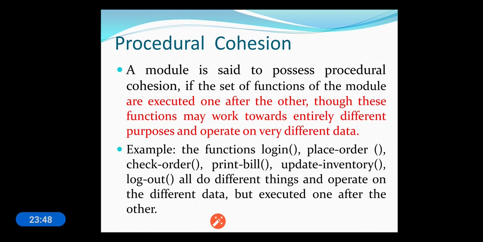Suppose we have functions A, B, C. Only after the execution of function A, function B has to be executed, and only after execution of function B, function C has to be executed. So there is an order of execution among these functions, and we can say there is procedural cohesion among them. For example, let us consider a module with functions like login, place order, check order, print bill, update inventory, logout.